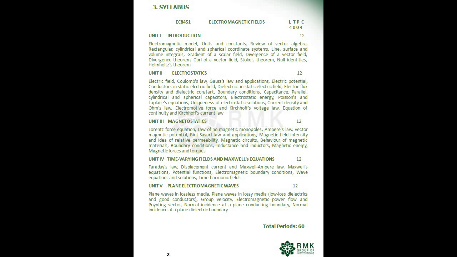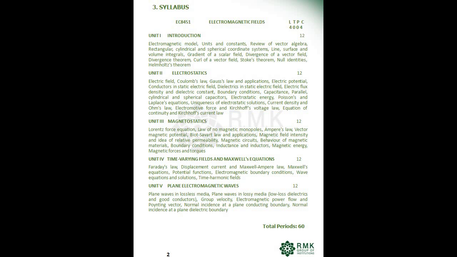The second unit is electrostatics. In electrostatics, we assumed that there is a charge which is kept stationary, not moving. For that electrostatic charge, what is the electric field? With the help of Coulomb's law and Gauss law, we found the electric field intensity for a finite line with uniform charge, for an infinite line, for a circular sheet, and for an infinite sheet.